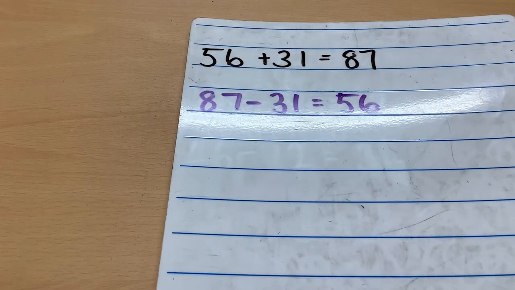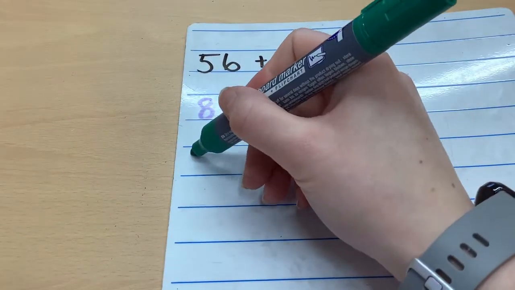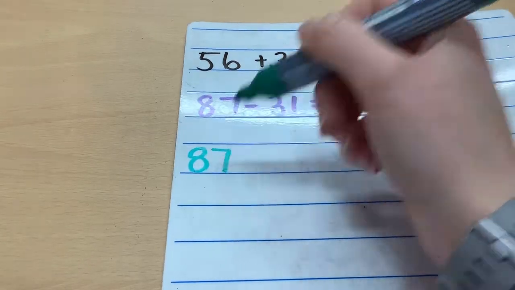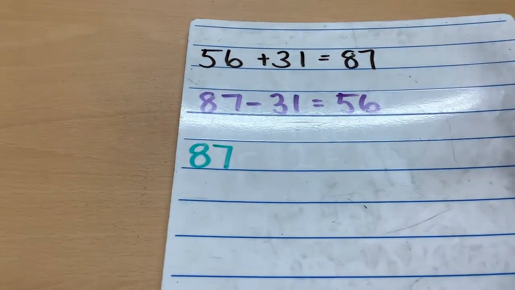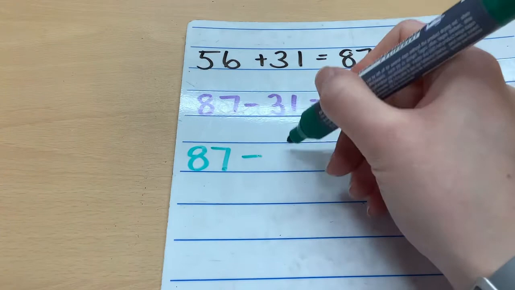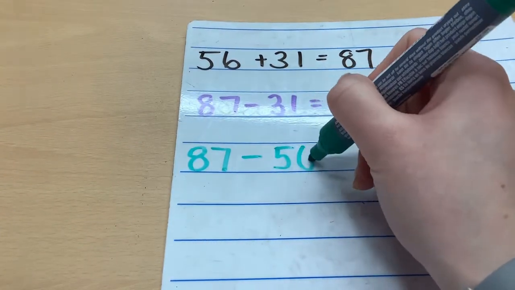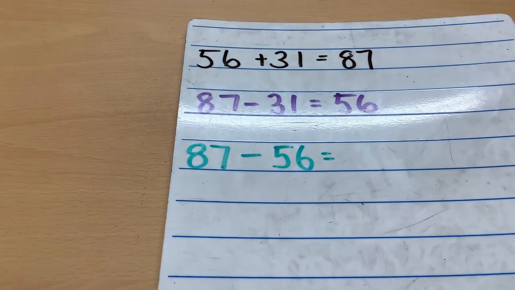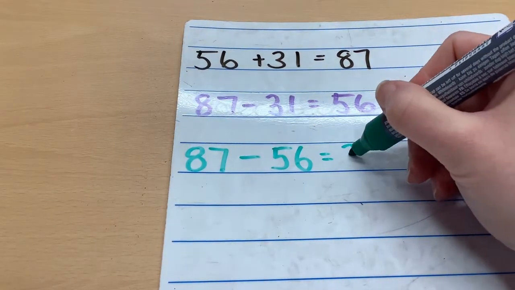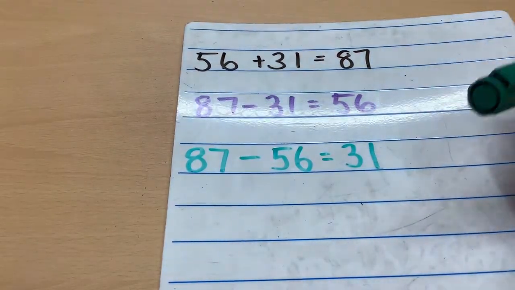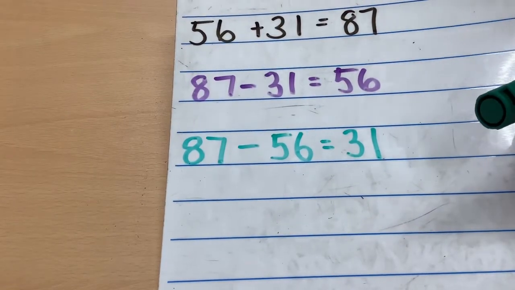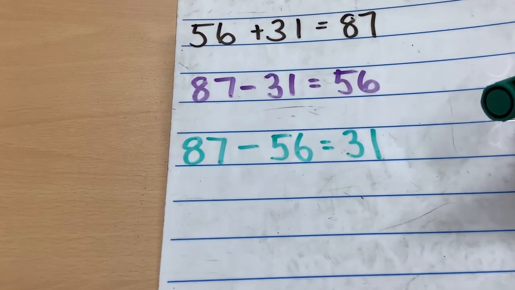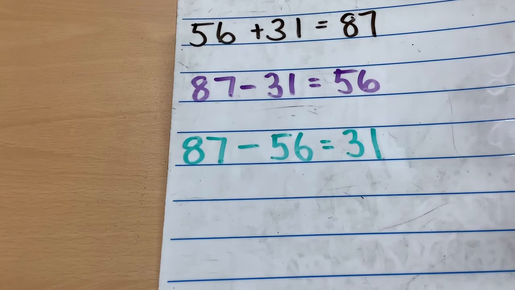The other subtraction equation that we could do is 87 at the start again because that is my total, and this time I'm going to subtract 56. And the difference of 87 and 56 is 31. So can you see all three calculations are using the same numbers, but they are in different orders because we've done the inverse.